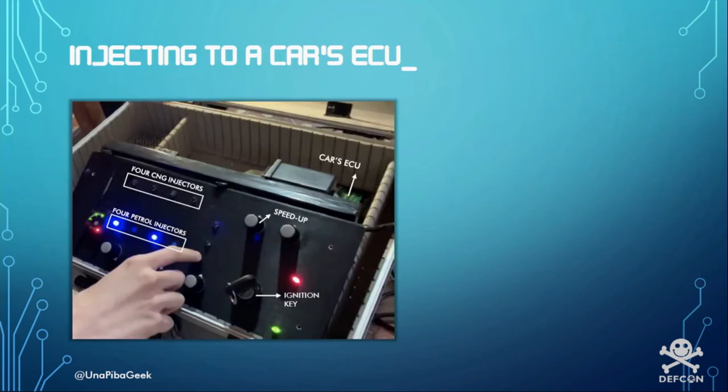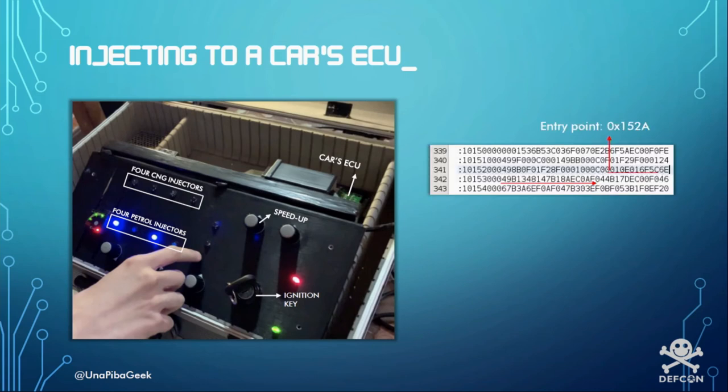So let's see a real case. This is a dashboard for observing the behavior of a car circuit. The car circuit is for handling the fuel injection. So we have four blue LEDs for the four petrol injectors and four yellow LEDs for the CNG injectors. In normal behavior, the ECU starts injecting petrol and then switches to CNG.